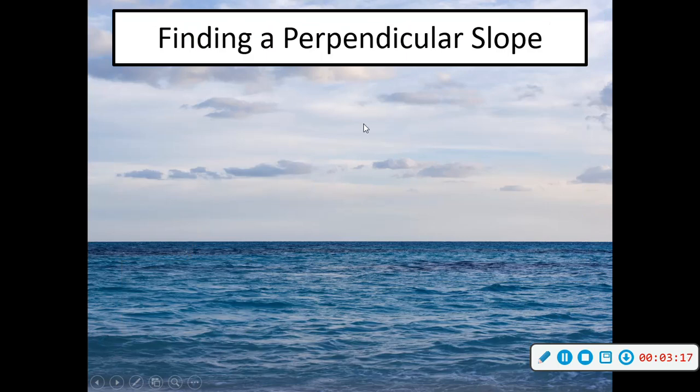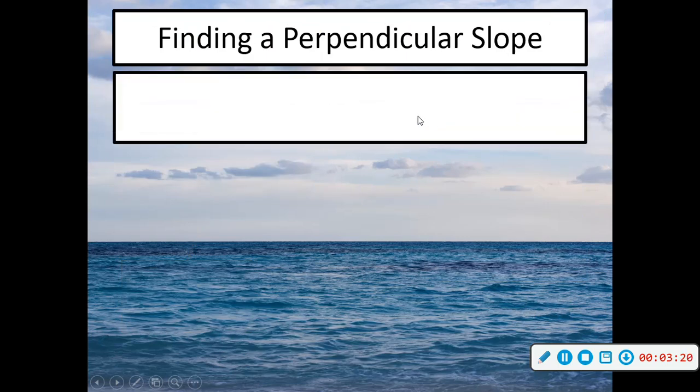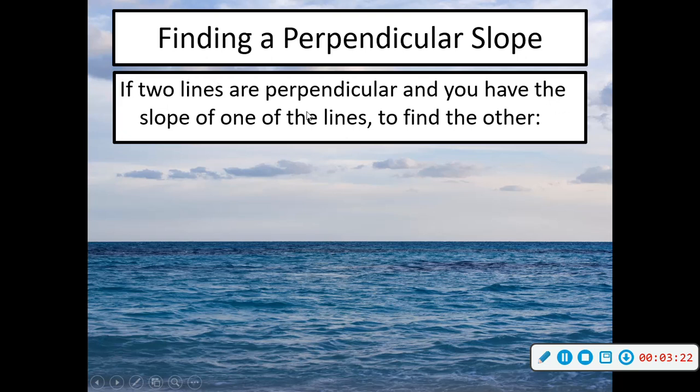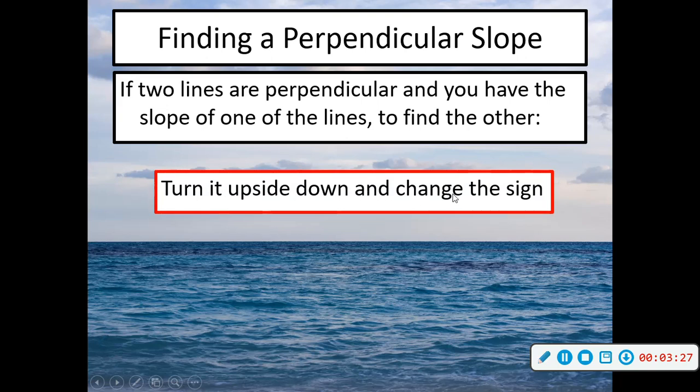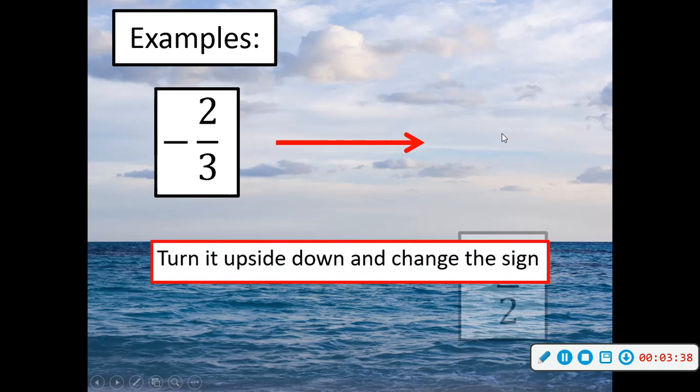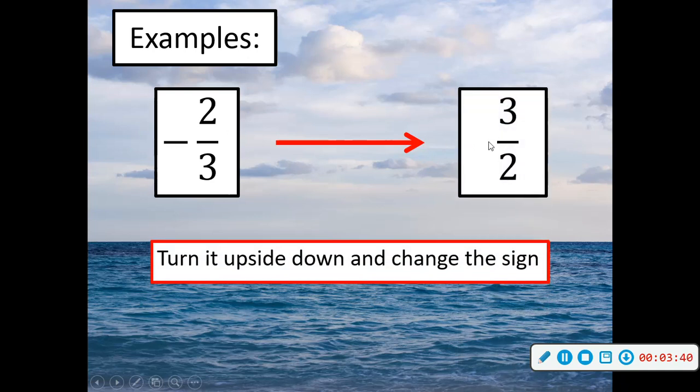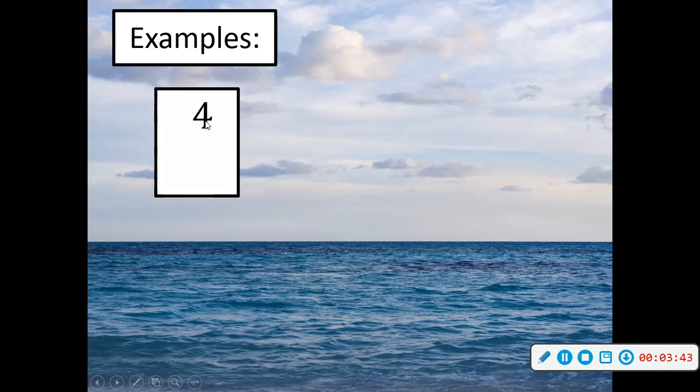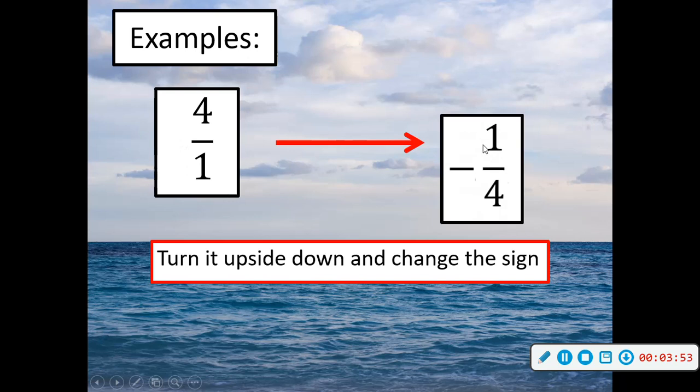So now, finding a perpendicular slope, what do we do? All you've got to do, if two lines are perpendicular and you have the slope of one of the lines, to find the other, you basically turn it upside down and change the sign. Simple as that. So an example here, minus 2/3: turn it upside down and you get 3/2, and change the sign to a positive, so that becomes plus 3/2. Here's another one, 4. You might say, how do I turn that upside down? Well, 4 is 4/1. Turn that upside down and change its sign: 1/4, and change its sign, minus 1/4.